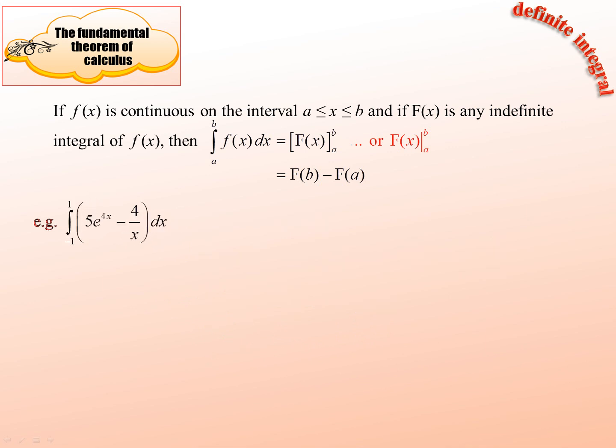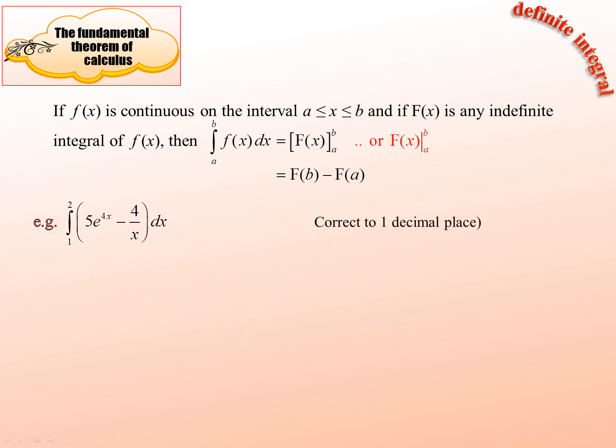Another example, bringing in logarithmic and exponential functions. First check that f of x is continuous from a to b, from negative 1 to 1. That's fine, but this hits a problem. You cannot divide by 0. So therefore it's not continuous on negative 1 to 1. Now that being the case, what we would do usually is we'd find the integral from negative 1 to 0 and then 0 to 1 in order to be able to do it.